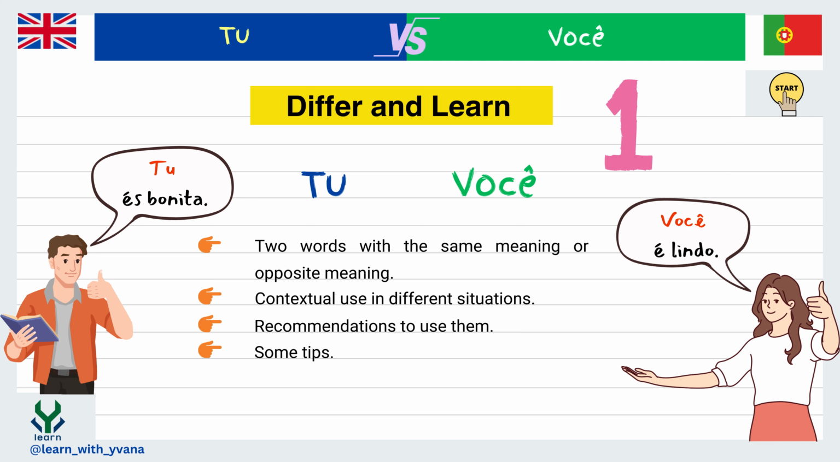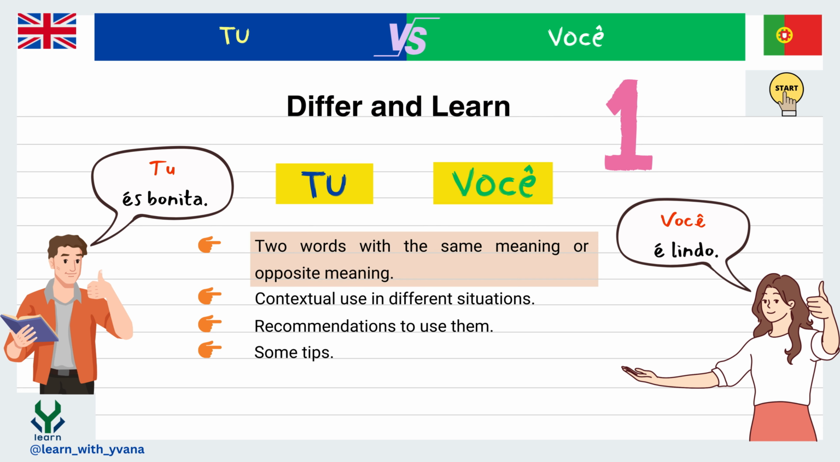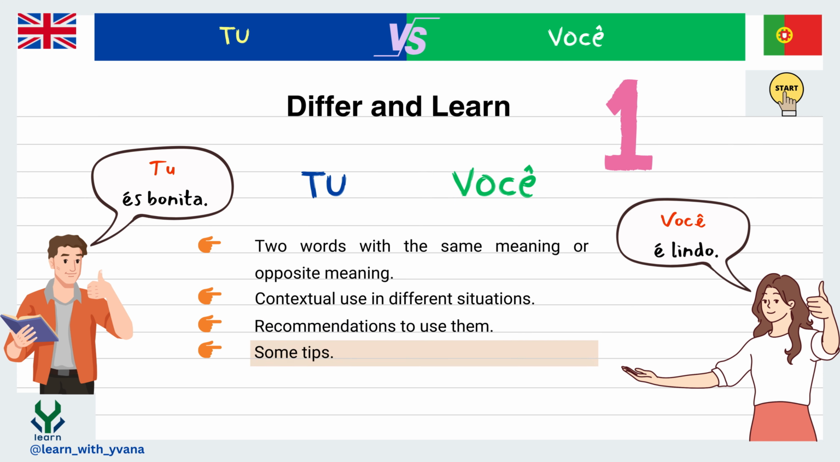What we do here is, first we find two words with the same meaning or opposite meanings. We will discuss their contextual use in different situations, recommendations to use them, and we will also find tips and tricks to learn about their usage. We will post the series of videos in this column, and until you find it useful, we will post it regularly. Please comment on this video if it is helpful for you.